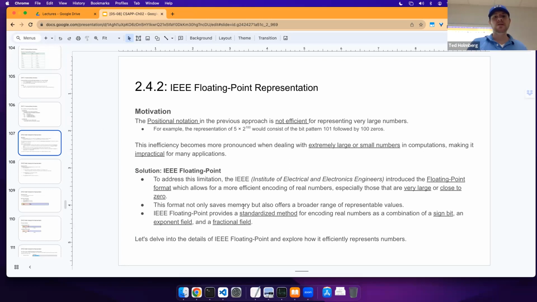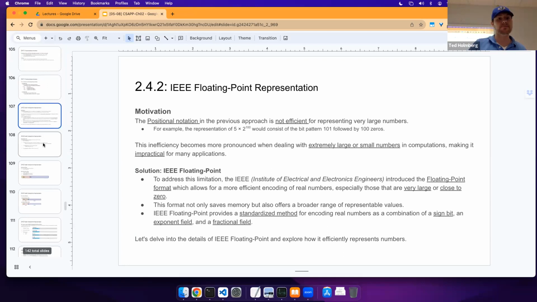And so the concept that's going to drive this, and we're going to have a visualization that we'll see in just a moment, is that we can break our real number into one of three pieces of basic information: a sign bit, an exponent field, and a fractional field. So let's actually see what that looks like.